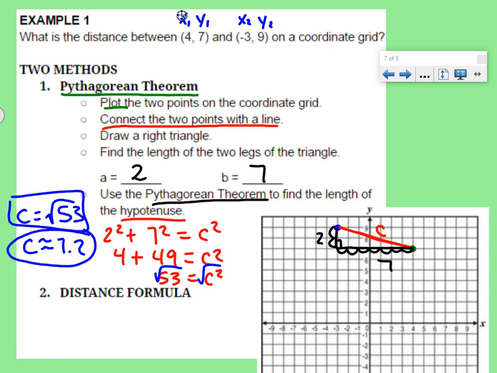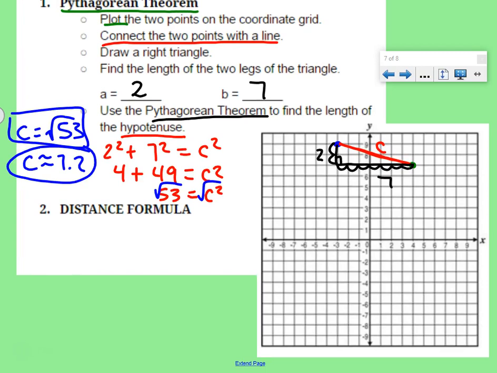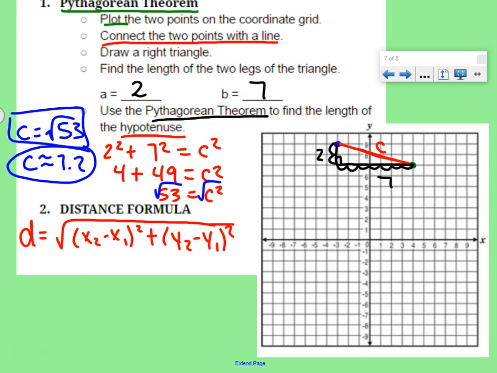The other way is to use the distance formula. All right? So to remind you of what the distance formula is, it's the distance equals the square root of (x2 minus x1) squared plus (y2 minus y1) squared. Okay? So our two points, we had (4, 7), and that was x1 and y1. And then we had (-3, 9), and that was x2, y2. Okay? So the first step is just to plug in those numbers.